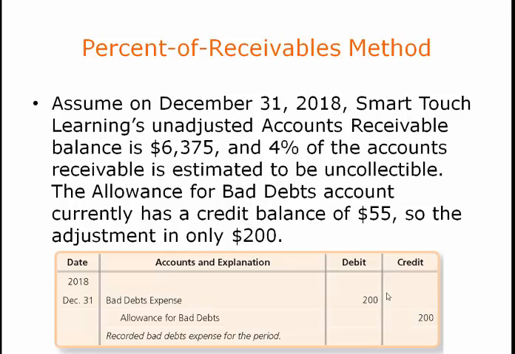So I'm not picking up the full amount, which would be 255. 63.75 times 0.04 is going to give you 255. But we already know that we had 55 in the account when we started, even though you can't see it here because we didn't have the subsidiary ledger for allowance for bad debts. But our ending balance, we want it to be 255. So we're going to debit bad debt expense and we're going to credit allowance for bad debts.